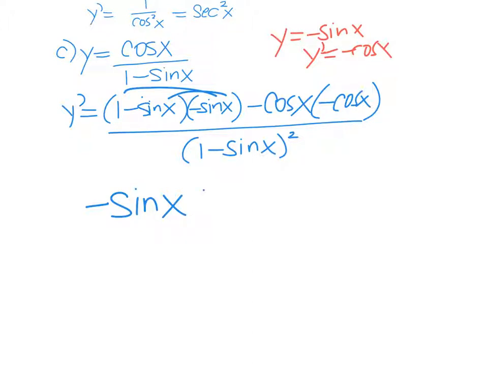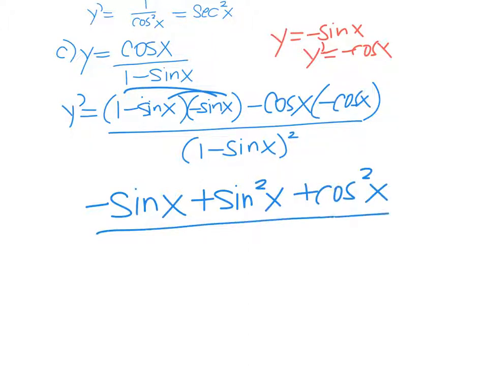Plus sine squared x. Over here, negative cosine x times negative cosine x is positive cosine squared x. This one's really good, you guys. You'll see.